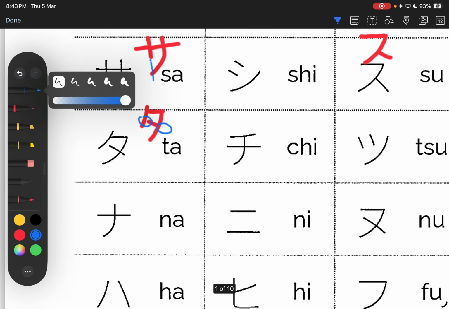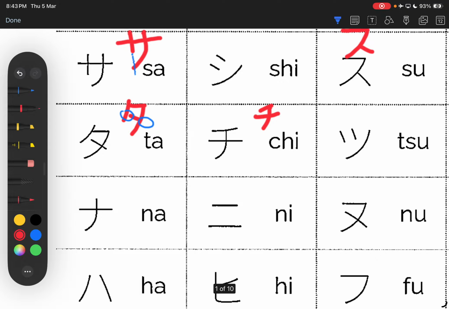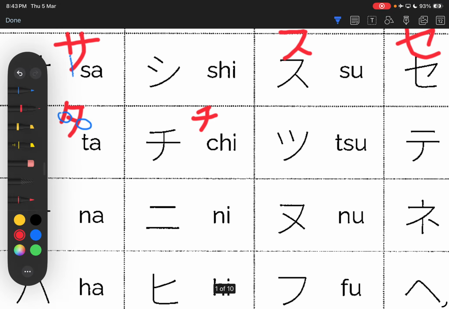Okay, next we have chi. Chi. Alright, chi. 1, 2, and 3. It's like the Chinese character qian, but the vertical line is slanted a little bit. So chi. Next we have tsu, which I showed you already just now. So tsu is just 2 dots and then from top down. Right, 2 dots and then top down.